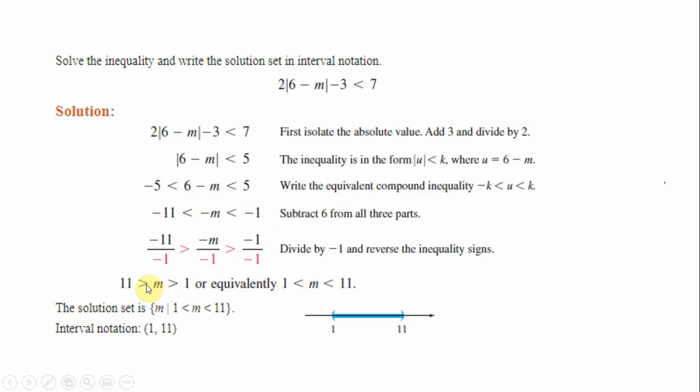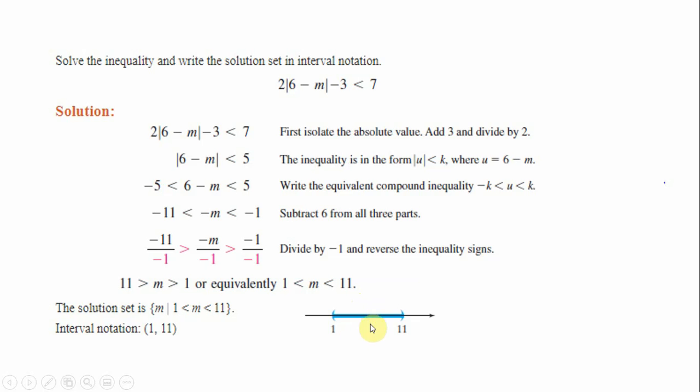Here's the small size, here's the big one. 1 is less than m, m is less than 11. And if I graph it, those are all those numbers that would work. Set builder: the set of all m, 1 less than m less than 11. And there's the interval notation.